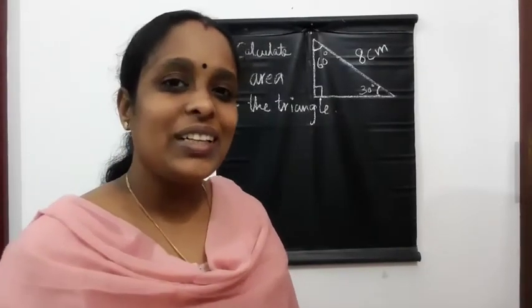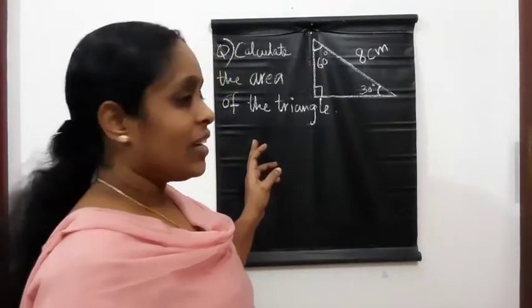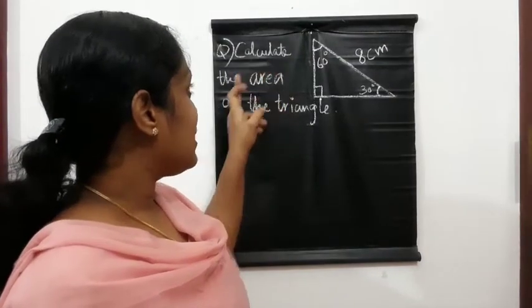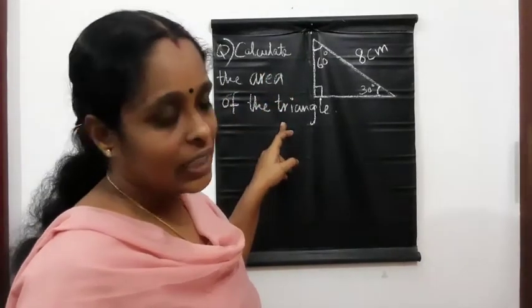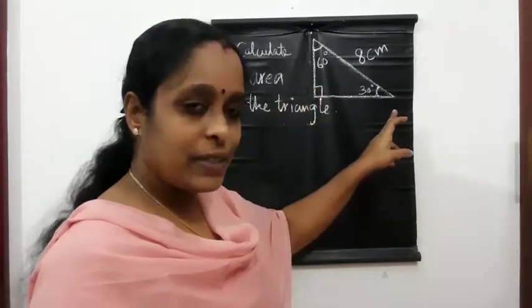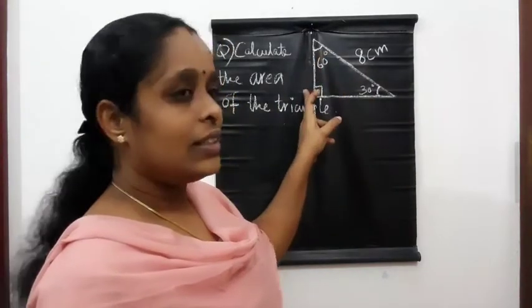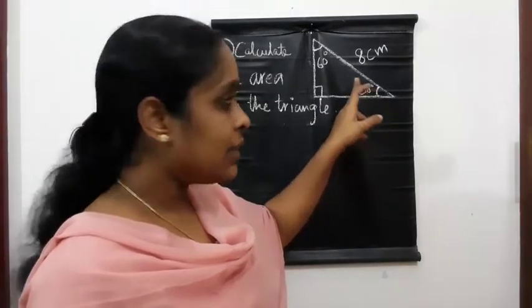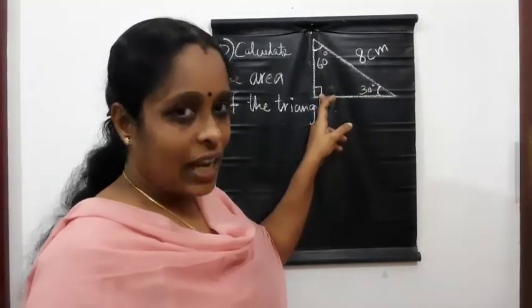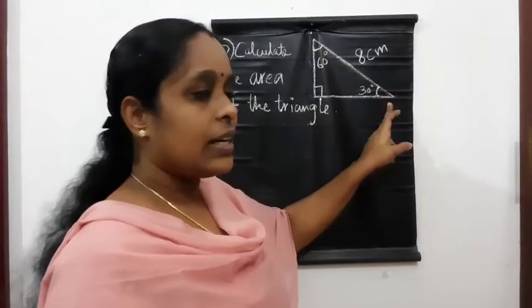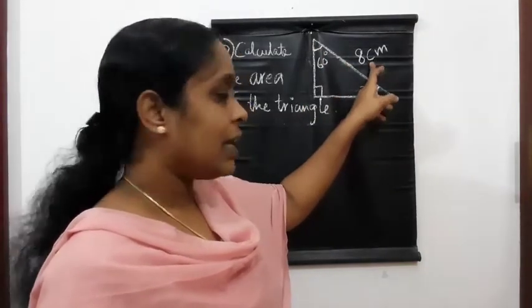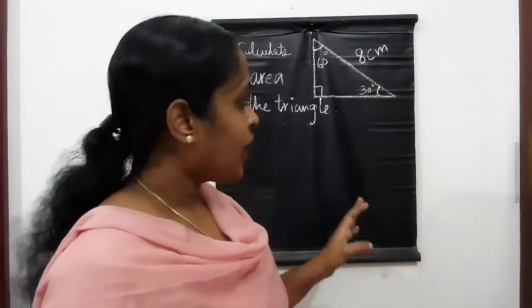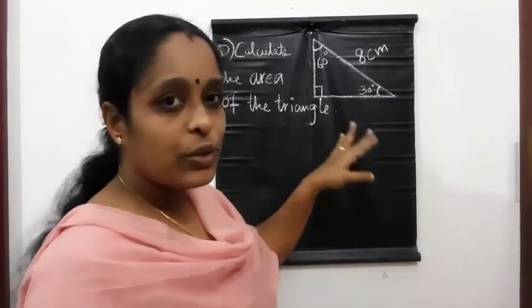Hi all of you. Here is a question for you. The question is, calculate the area of the triangle. We want to find the area of this triangle. Here this triangle is of angles 30 degree, 60 degree, 90 degree, and one of its side is given of length 8 centimeter. So we want to find the area of this triangle.